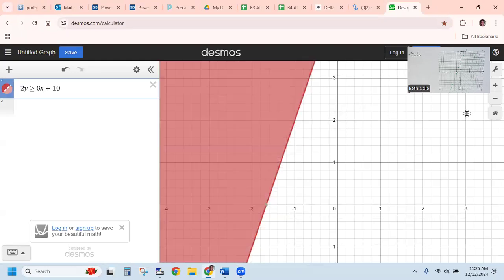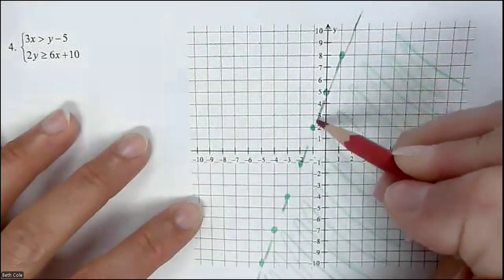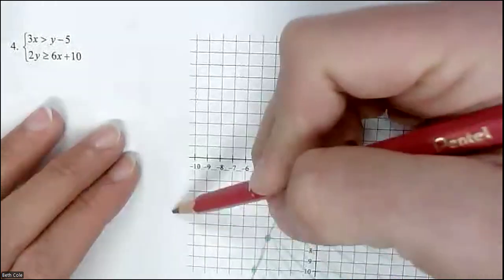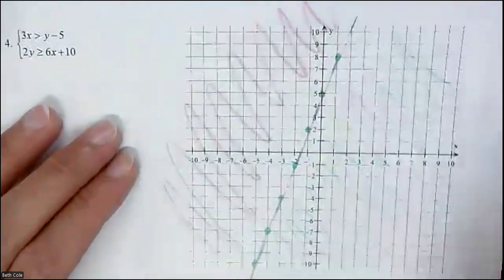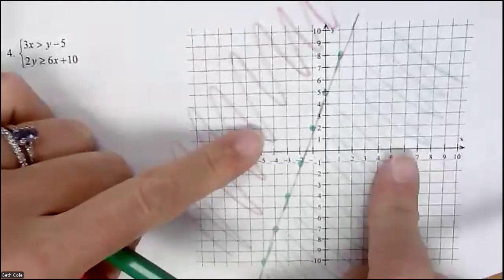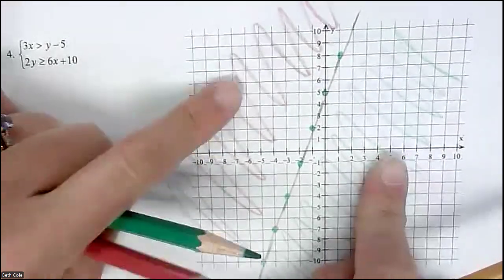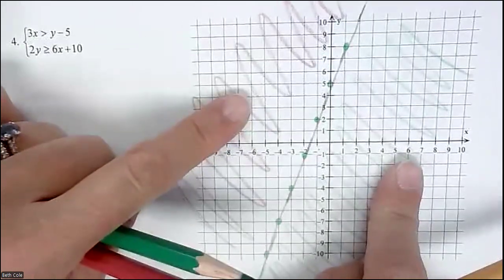So what do you notice? It's the same line, but instead of dotted, it's solid. So you're going to just basically cover that over. And this one is shaded on this side. So here is the $1 million question. This one's shaded here. This one's shaded here. Where do they overlap?